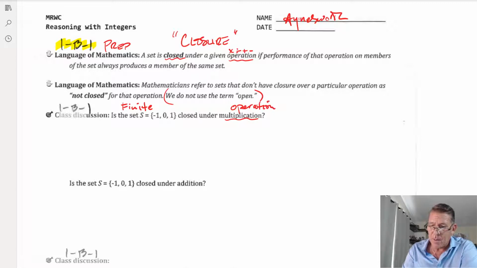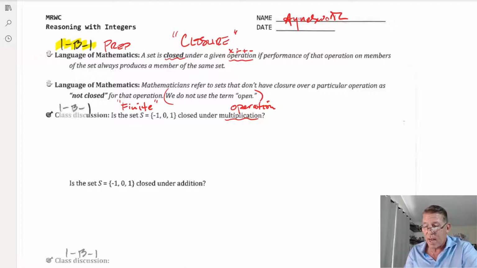Okay, and the numbers in the set, or the elements in the set, this finite set, finite is a number that's not infinite. It's a specific number. It happens to be 3. So what we want to do is come up with a way to diagram this and show that if you take any two numbers in the set, multiply them together, you get a number in the set. That's what it means to be closed.